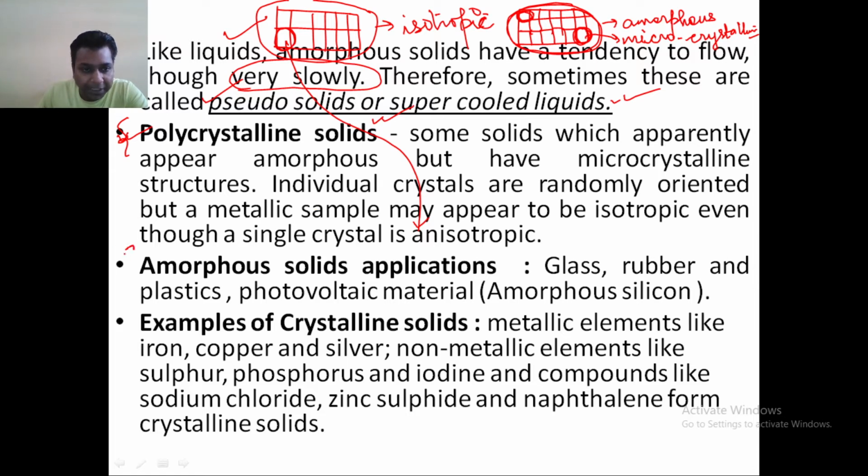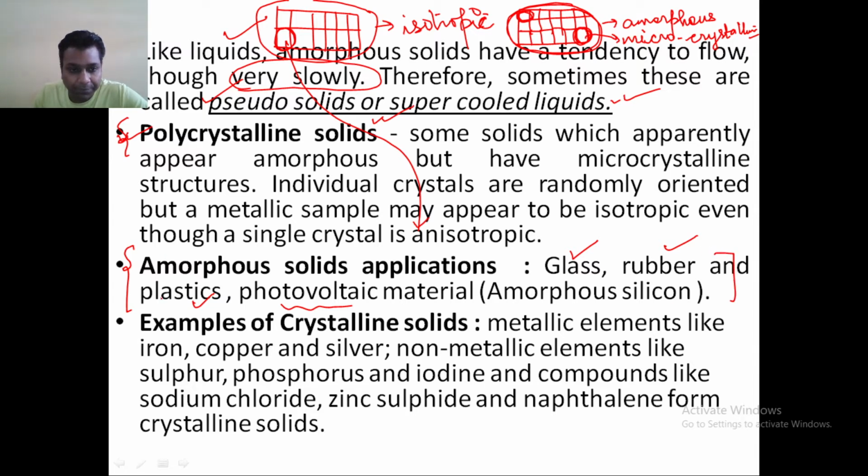Now some of the applications of amorphous solids: glass is an example of an amorphous solid, rubber is an example of an amorphous solid, plastics, and photovoltaic material. Photovoltaic material means the material that is used to convert light energy of the sun to electrical energy. We'll discuss this thing also. So these are your amorphous solid applications.